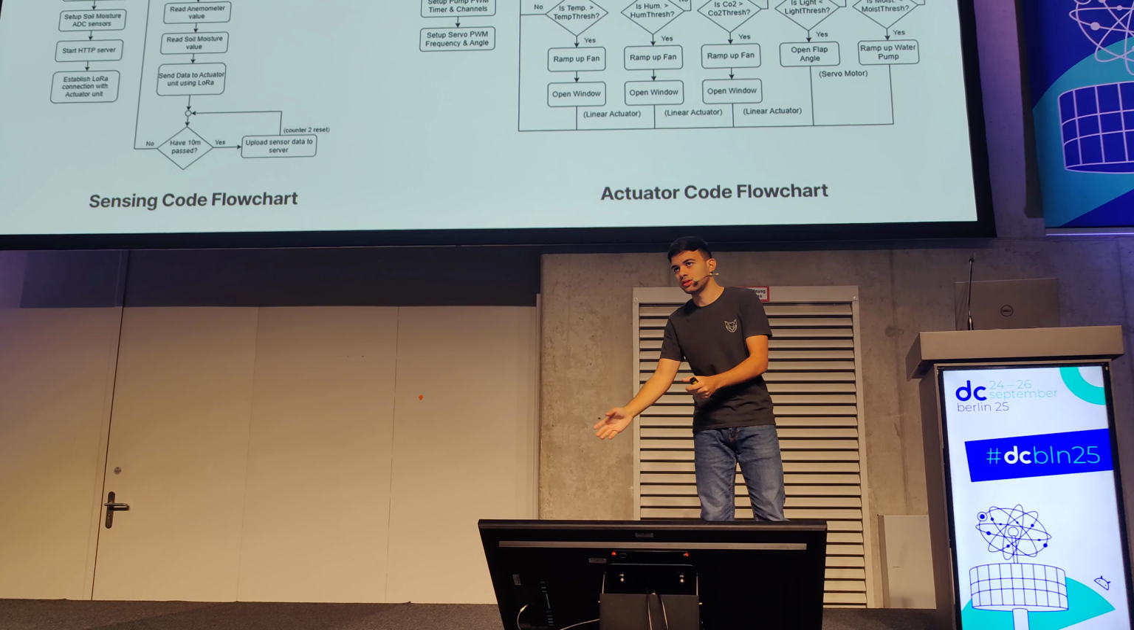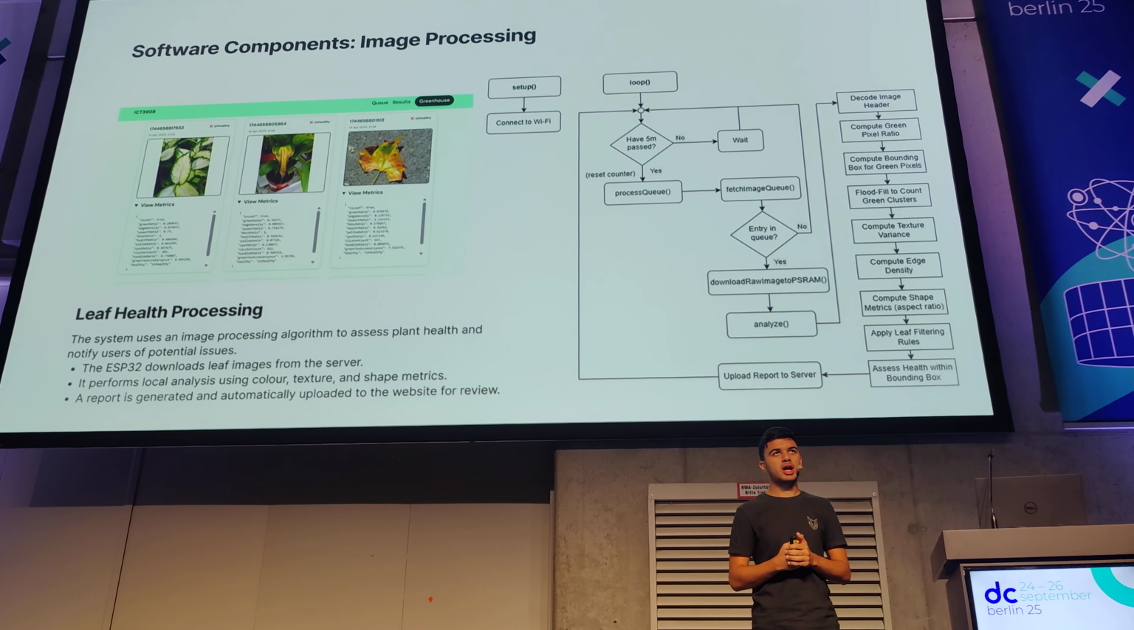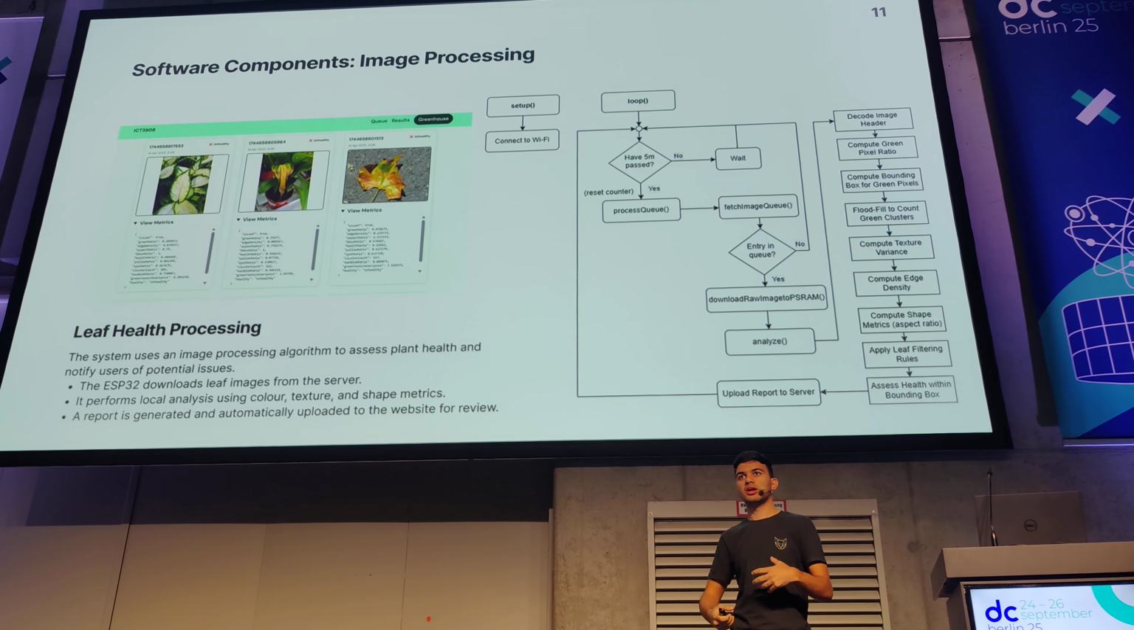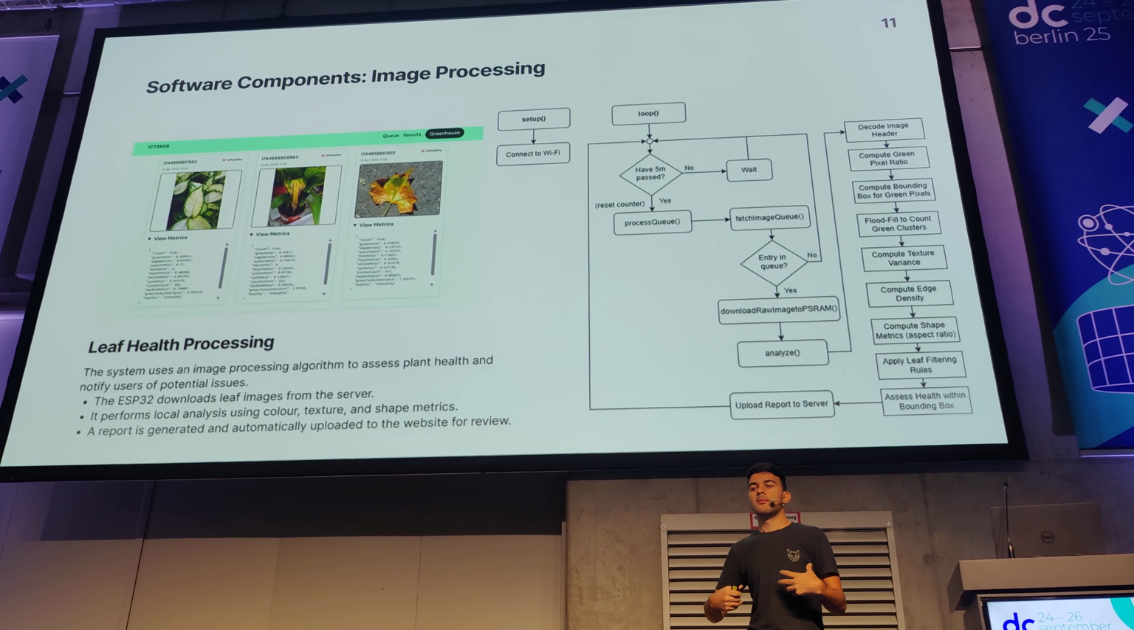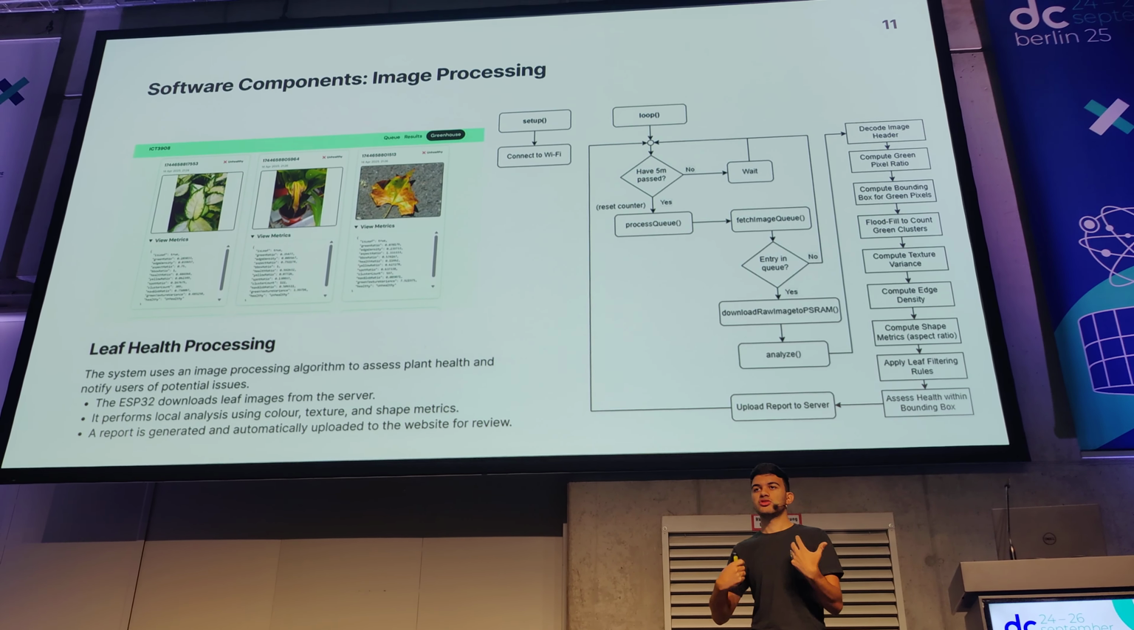Okay, we have an image processing aspect. This is obviously very fundamental and basic in the sense. I made another website which anyone can upload their pictures to. So I take a picture of a leaf. This will be sent to a queue, and then the ESP32 will keep checking for this queue and download the image to the PSRAM in 480p.